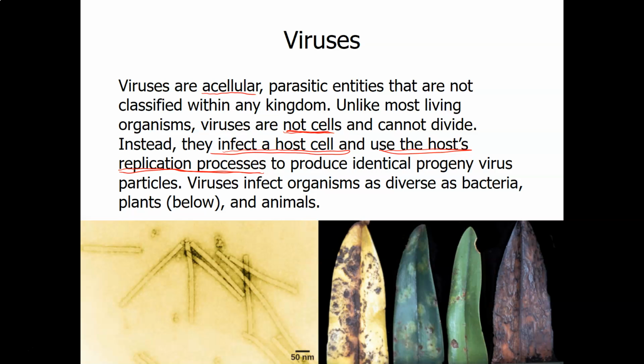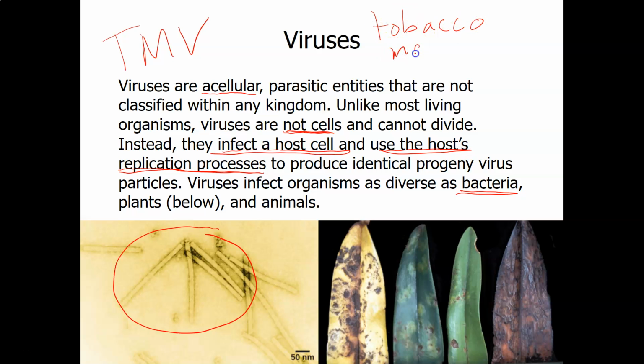And viruses can infect any type of host cell. There are viruses that infect bacteria, viruses that infect plants and viruses that infect animals, viruses that infect fungi. So what you're looking at in the pictures on the bottom left is a picture of a virus. This is taken with an electron microscope. So we can't see a virus with a light microscope. But this is an electron microscope image of the tobacco mosaic virus, TMV. And then over on the right shows you what the tobacco mosaic virus can do to the leaves of a plant.